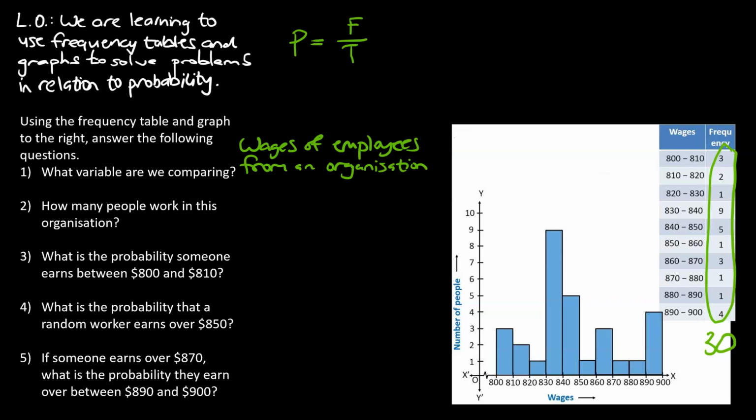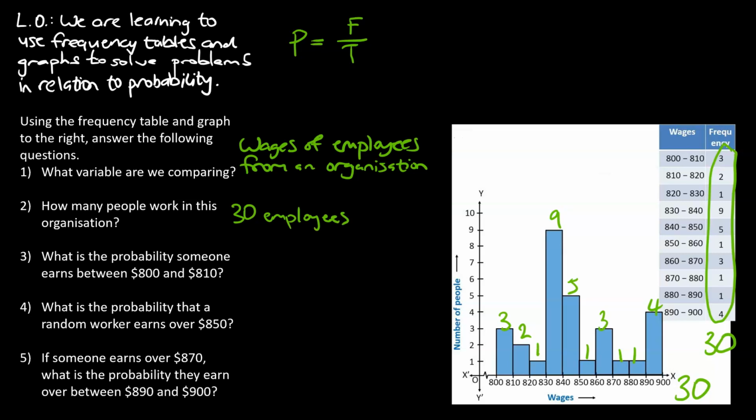If you were given a table instead, you'd be able to do the same thing. So you'd be able to go 3, which matched up the top, plus 2, plus 1, plus 9, plus 5, plus 1, plus 3, plus 1, plus 1, plus 4. And again, if you put that into a calculator, you're also going to get 30. So when we link that back to our question, how many people work in this organization? So we can say that there are 30 employees.